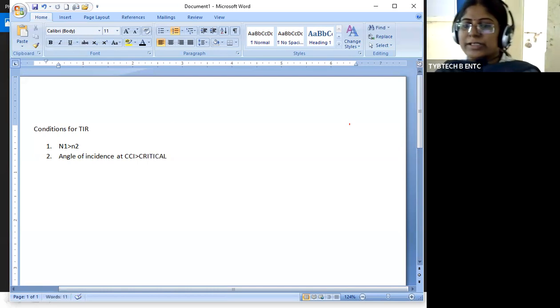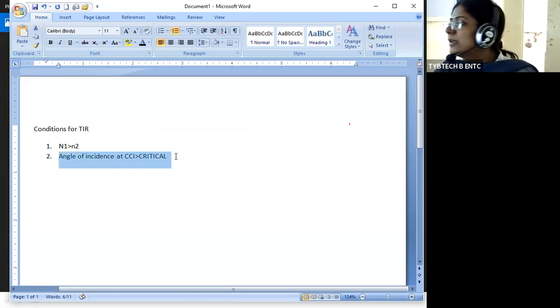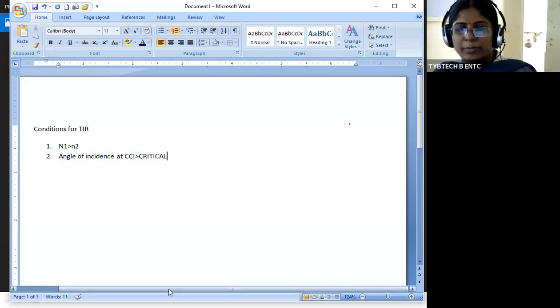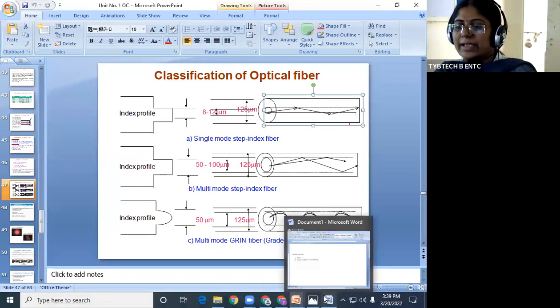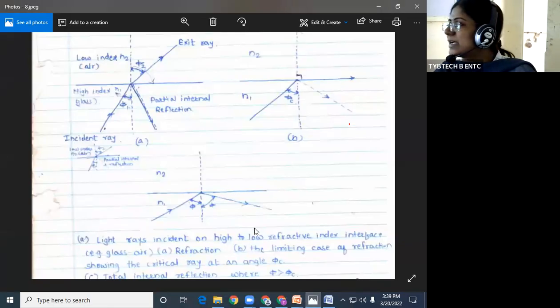मग ह्या 2 कंडिशन सॅटिस्फाय झाल्याशिवाय लाईटचं टोटल इंटरनल रिफ्लेक्शन होत नाही. हा पॉइंट आपण बघितला होता. And this is related to the critical angle. So critical angle is related with the core cladding interface, whereas the acceptance angle is related to the core axis.